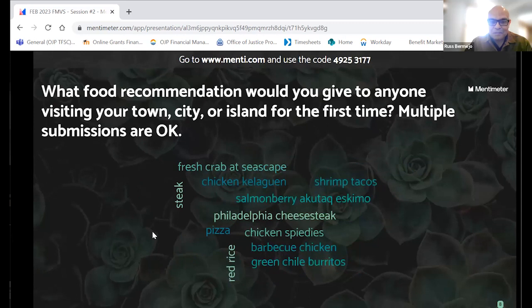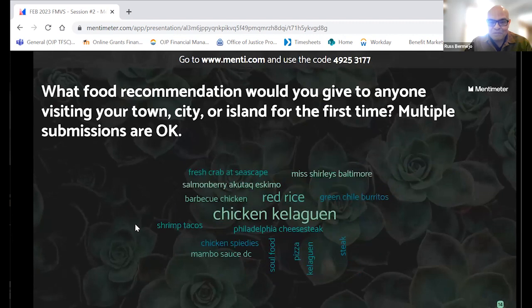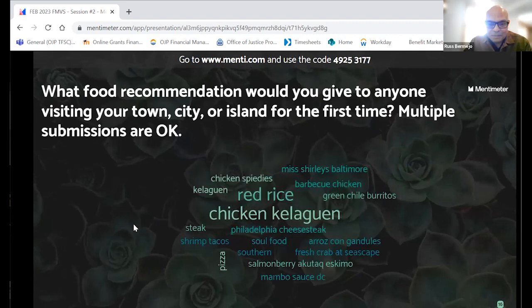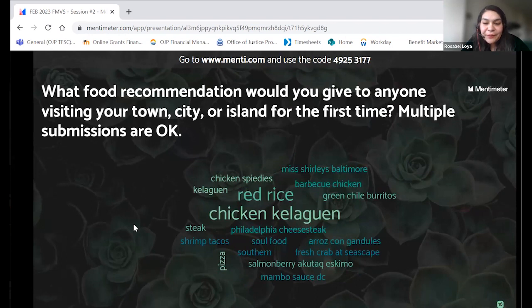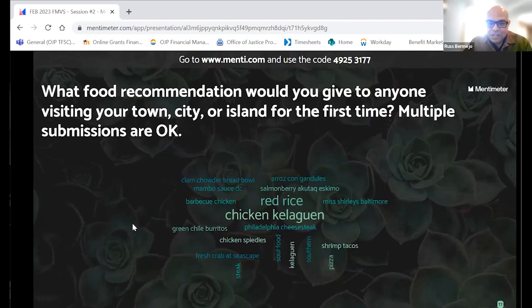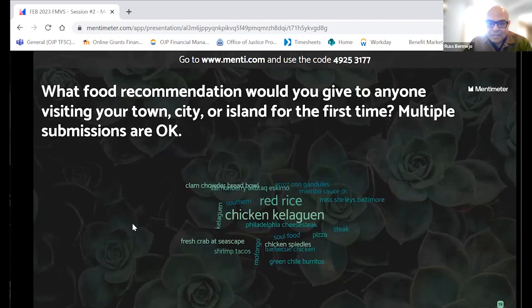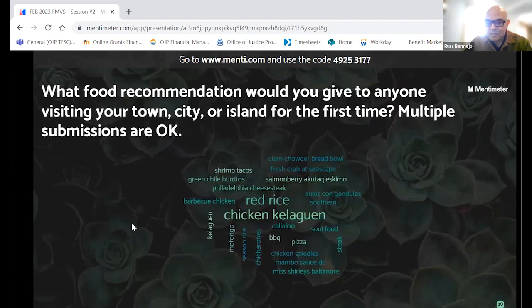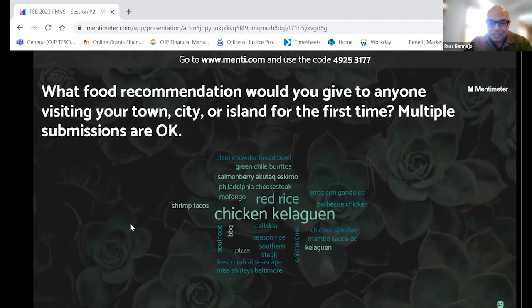Of course, chicken kelaguen from Guam and the Northern Marianas. It's so good when we tried the red rice, of course. So food, that sounds so good. Arroz con gandules. A mí me encanta el arroz con gandules. I see something interesting. Salmonberry akutaq, Eskimo. If you want to explain, I think I know what that is, but if you want to put that in the chat, I'm fascinated. I might have to look that up. That's a first time for me. Thank you for sharing. And mofongo. Mofongo, so good.